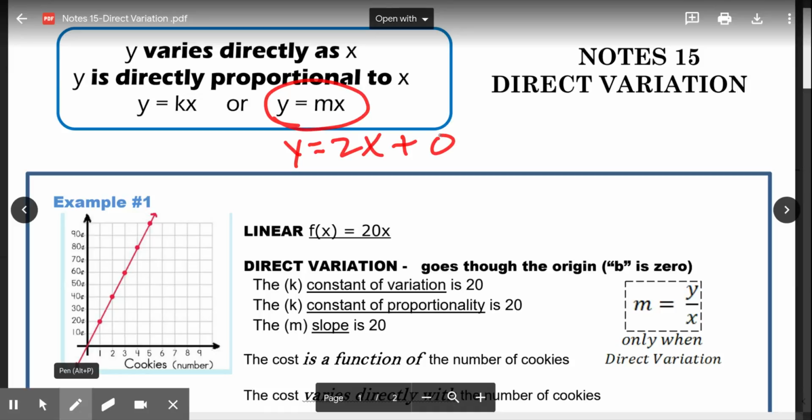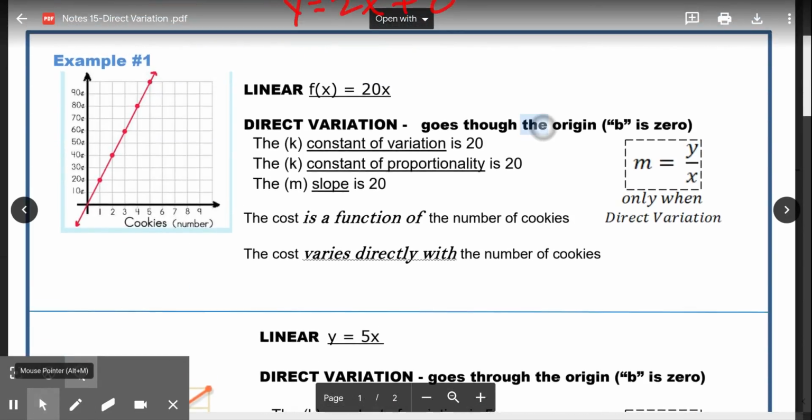Now, another fancy way that you might see it is instead of y equals mx, where m is the slope, it may say kx. And every so often you might see it look like that. So let's go ahead and take a look at example 1.